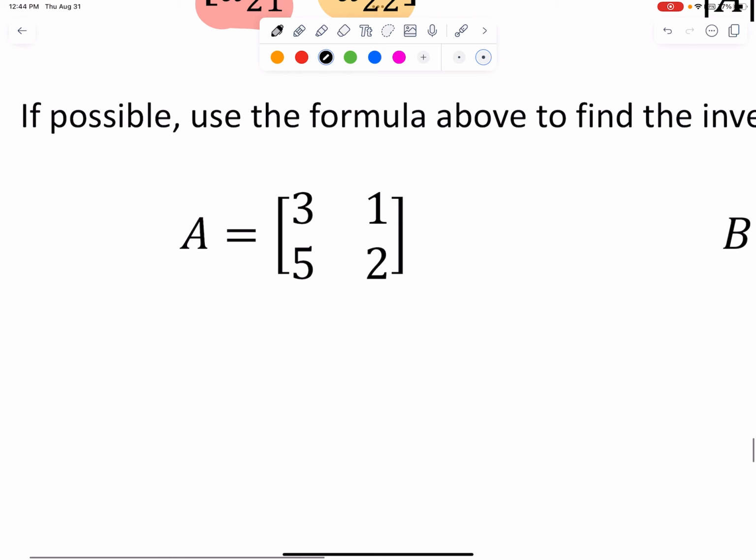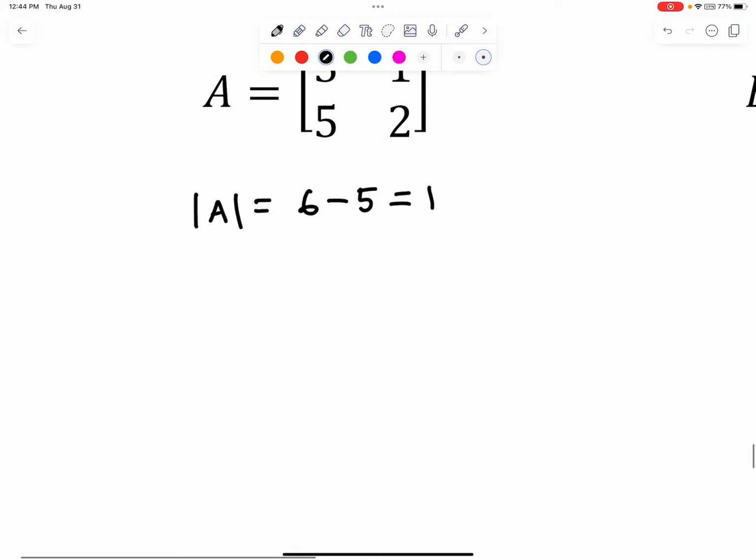First case, you want to find the determinant of this matrix A. We'll do the crisscross pattern, so we do 3 times 2 is 6, and then minus 5 times 1, which is 5. So we get a determinant of 1. Now this is non-zero, which means that the inverse exists. So we can go ahead and calculate the inverse.